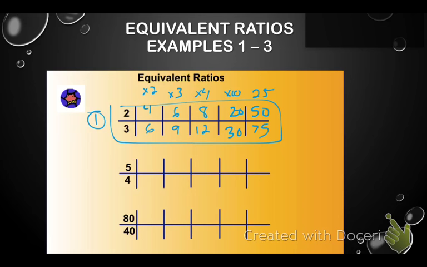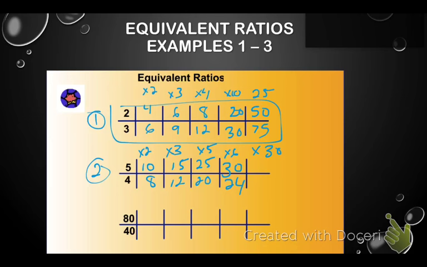We'll do example number 2 as well. Same thing, maybe I want to multiply it by 2. That gives me 10 over 8. If I multiply it by 3, that gives me 15 over 12. Times 5, that'd be 25 over 20. And maybe I want to do times 6. And that can be 30 over 24. And maybe if I want to do it times 30, that would be 150 over 120.